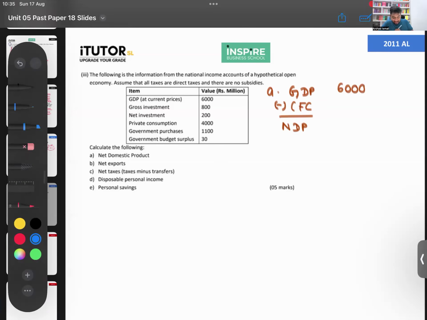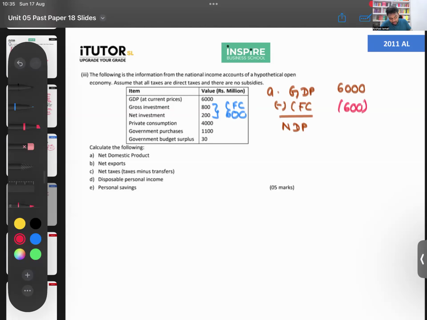How much is my CFC? You all know the difference between gross investment and net investment is CFC. Aggregate income, you can give those couple, that's fine. How much is CFC? Gross investment is 800, net investment is 200, means 800 minus what do you get? 200. Your CFC should have been 600. So show that working. Gross minus net is your CFC. So then CFC would have been 600.